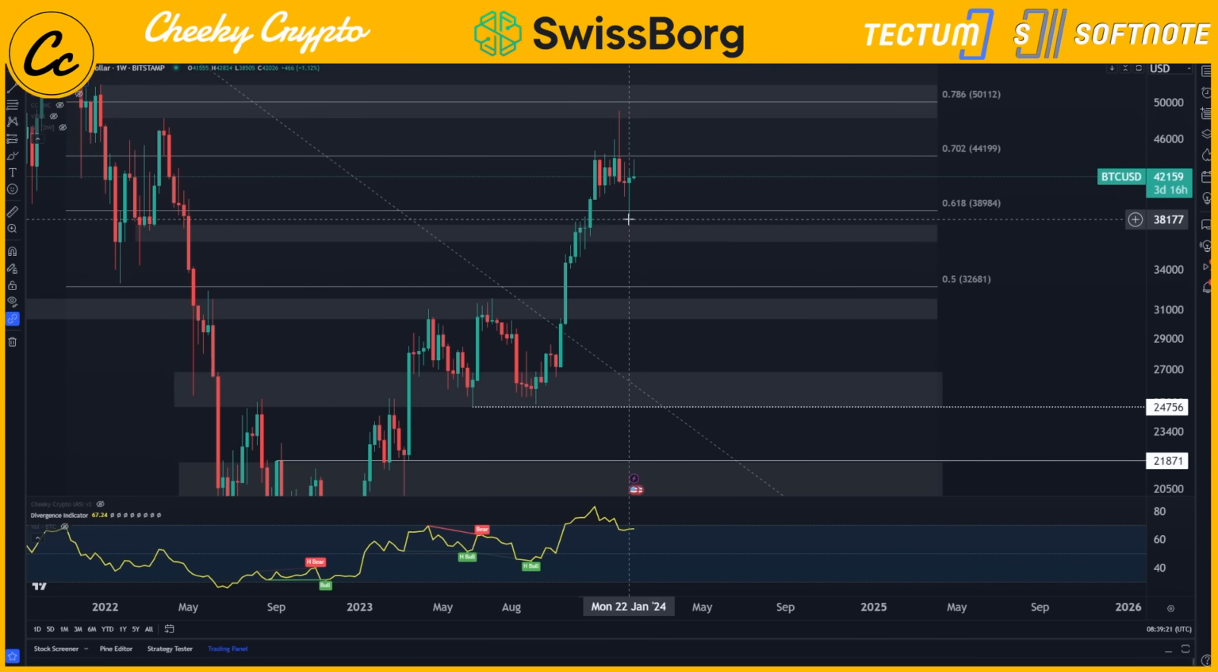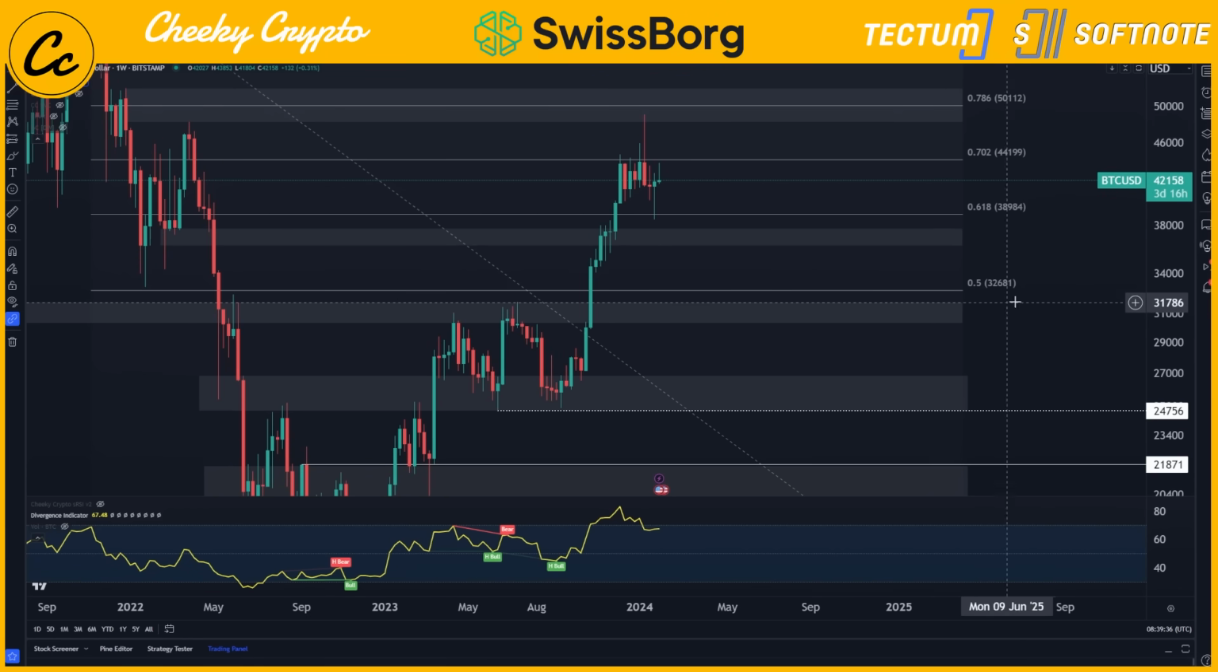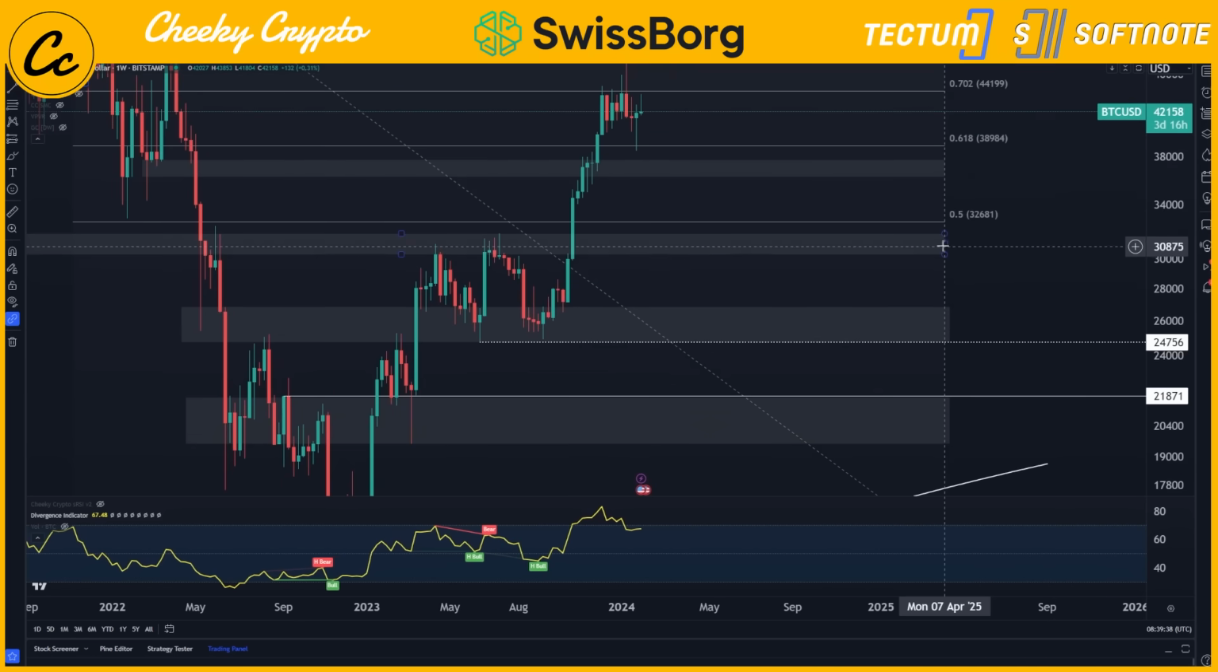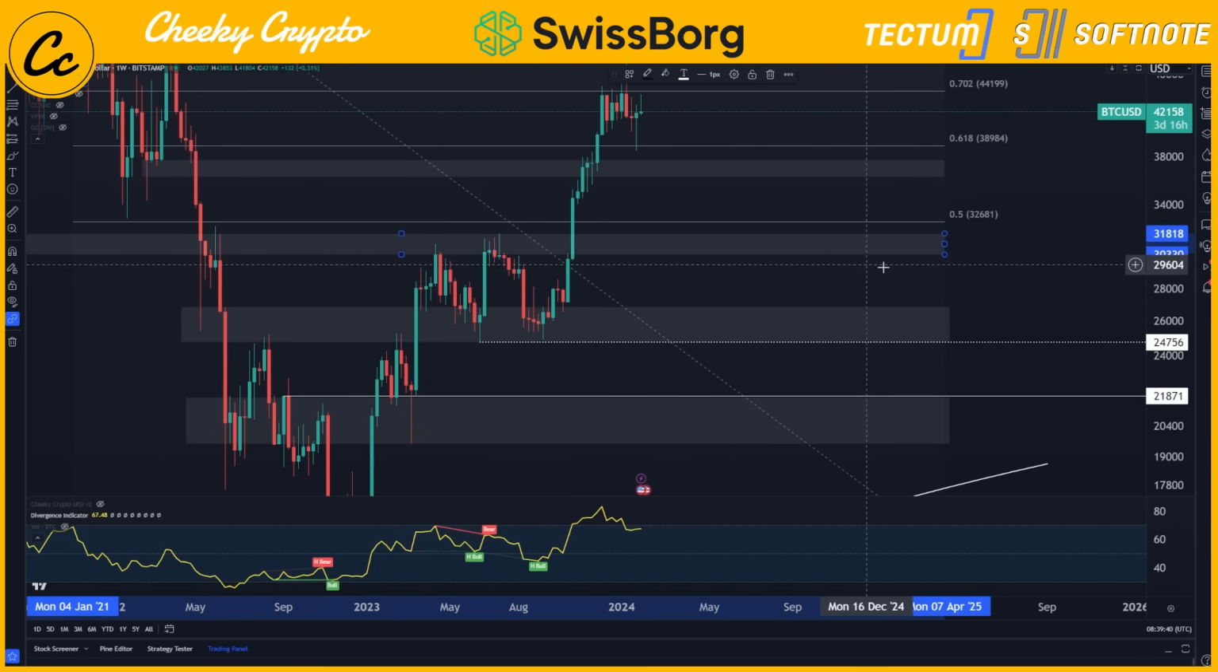Now, brief support currently here at the 618 at 38,984. A closure below 38,984 is going to be giving the bears an almighty boost of confidence, taking Bitcoin down even lower. 32,000 is the 50% retracement. And of course, as you can see here, this previous area of resistance yet to be tested is 30,000 to 31,000, or 30,000 to 32,000 if you want to round up.